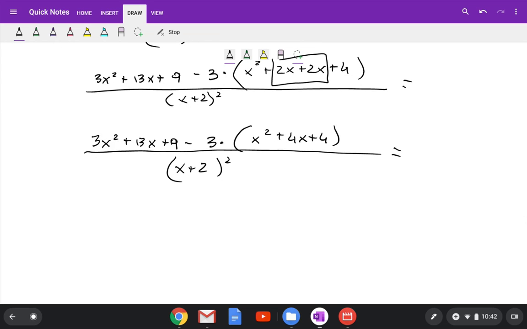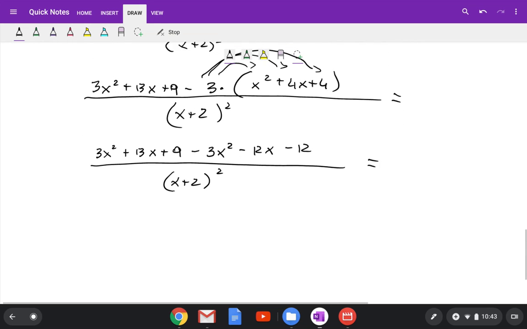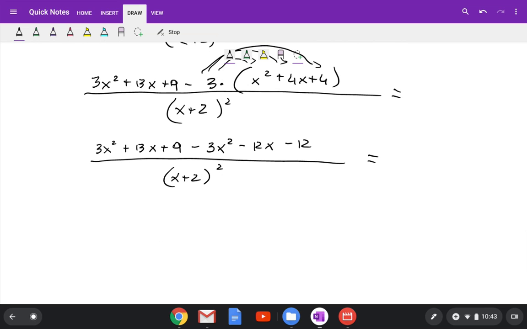So next, I'm going to distribute 3 to each. So we have 3x squared plus 13x plus 9 minus 3x squared minus 12x minus 12, everything over (x plus 2) to a second power. Okay, I know it's a long process, but we're almost there. Now let's start simplifying.